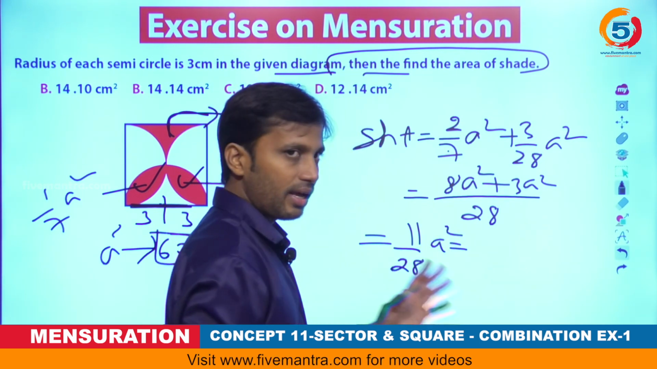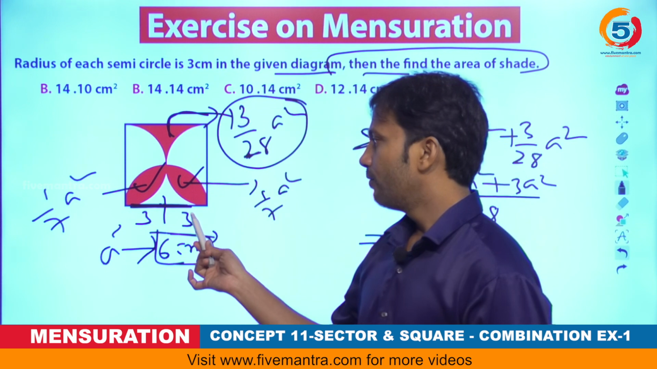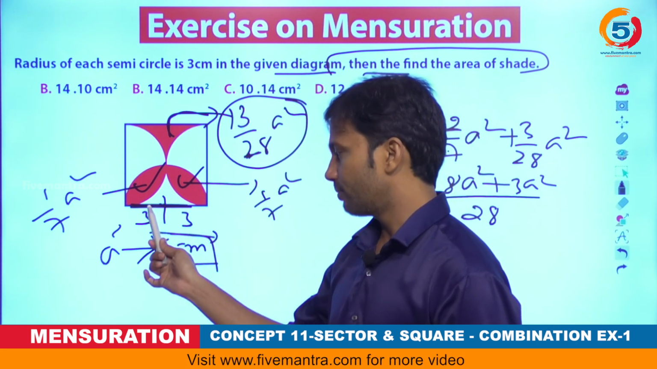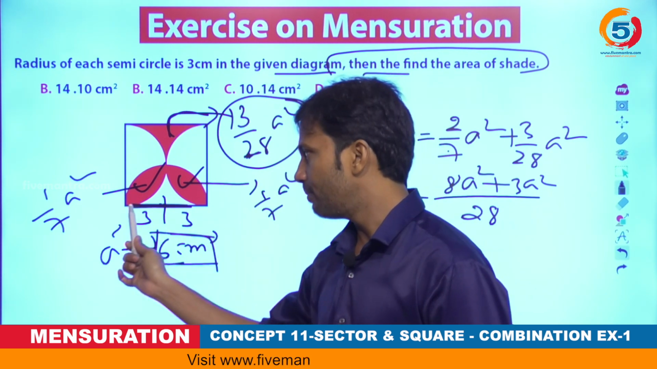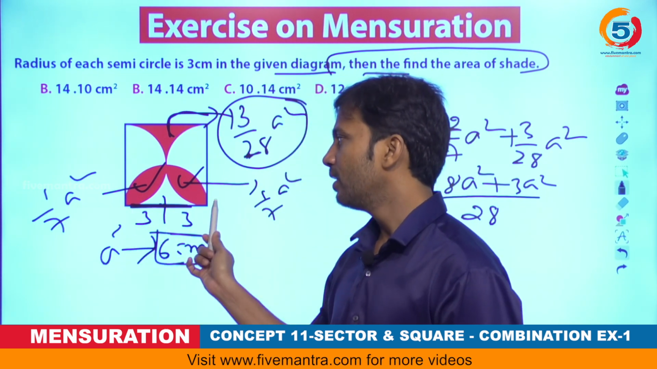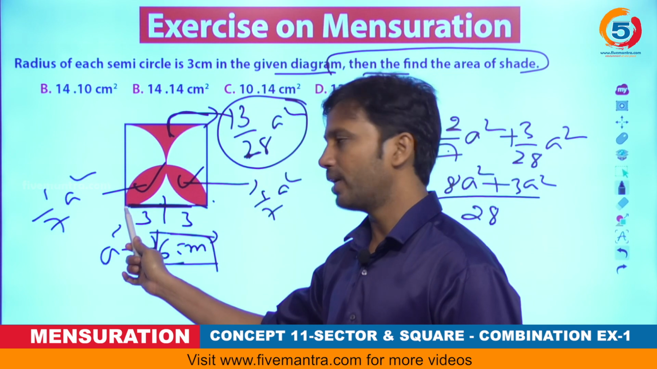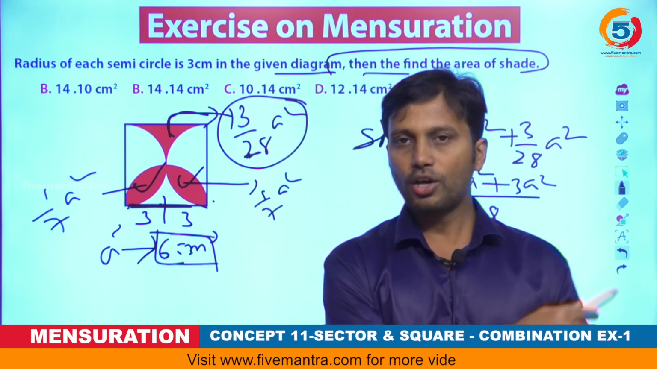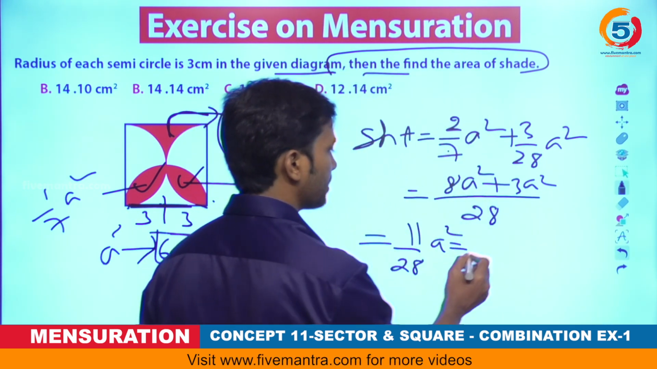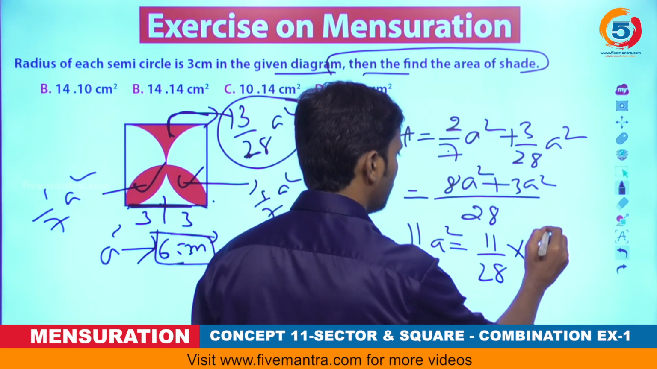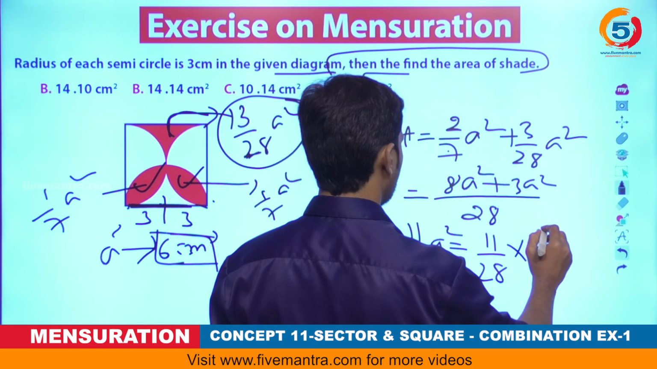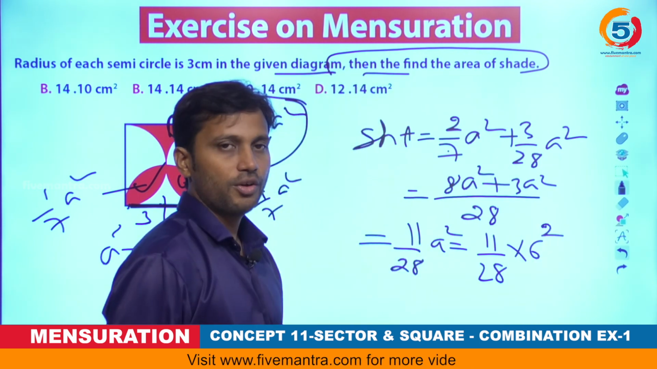Now, at last, what side did we get? The radius of the semicircle is 3 centimeters, then its diameter is 6 centimeters, which is equal to the side of the square, that is 6 centimeters. Now put the side value 6 centimeters in this. Okay, 11 by 28 into 6 square, the value of a.